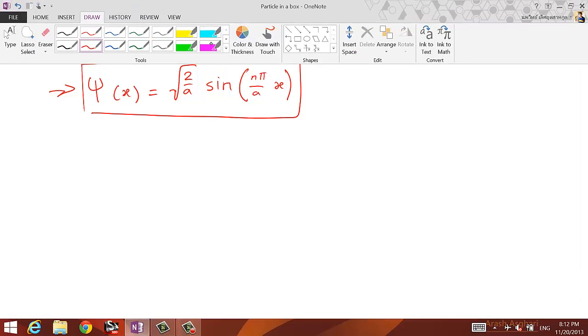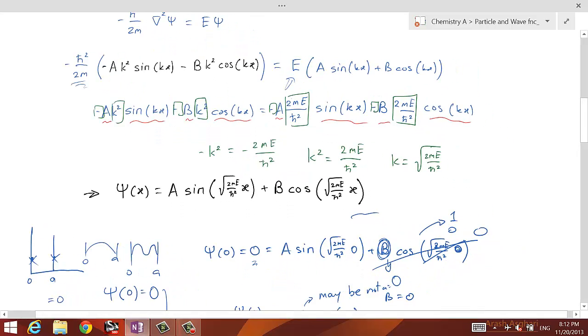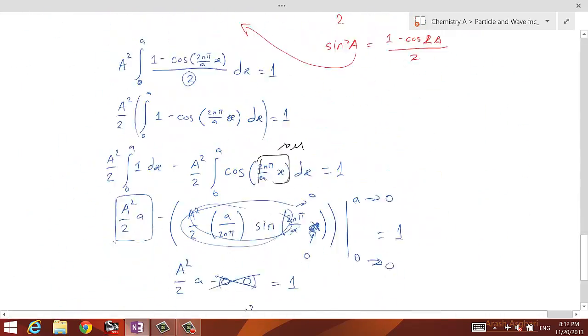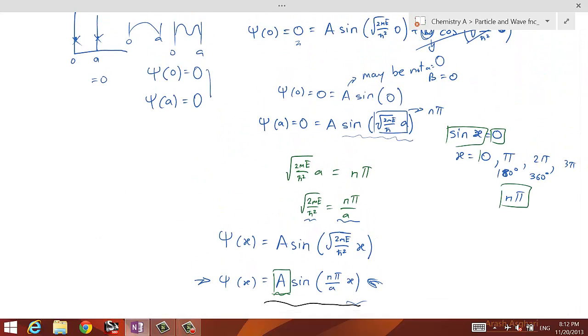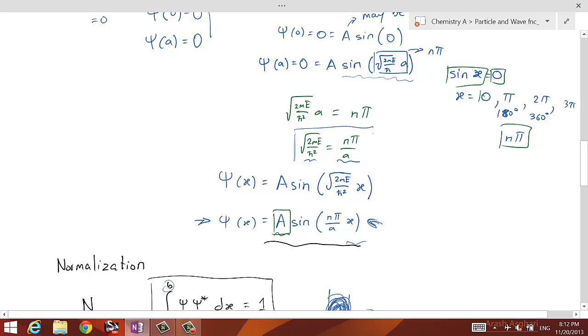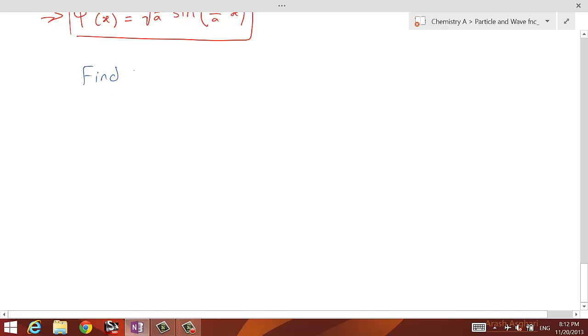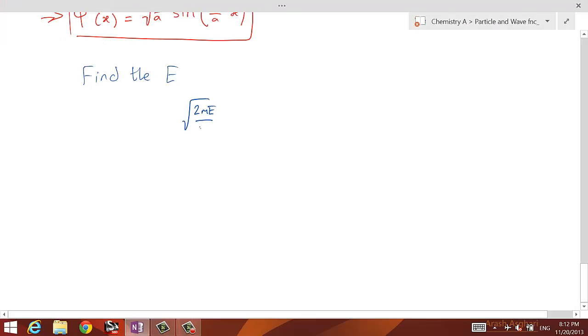Okay? Now, did we forget something? Let's go to the top. How about E here? Do we forget about the E? We want to know the energy. E from where is it? From this part. Square root of 2mE over h bar square equal to n pi over a, right? I copy it down here. So find the E.